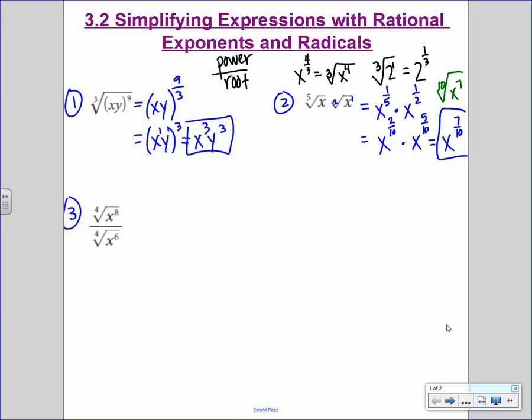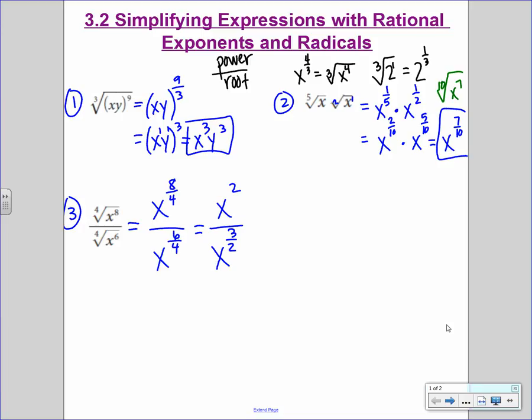So we have the 4th root of x to the 8th divided by the 4th root of x to the 6th. So first, instead of radical form, let's switch it to exponential because I think it will be easier to follow the rules. So power over root. So it would be x to the what? 8/4 divided by x to the 6/4. Let's simplify. So x to the 8/4 is really 2. 6/4 simplifies to be 3/2.